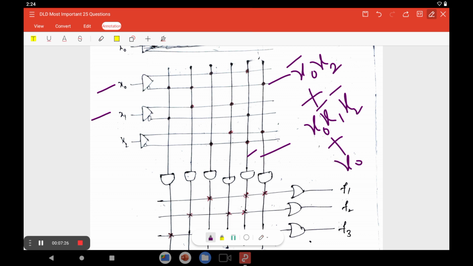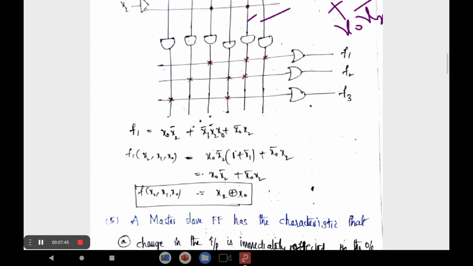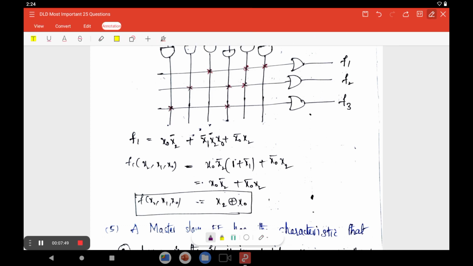So x0 into x2 bar. From this, x0 into x2 bar is common, therefore 1 plus x1 bar is equal to 1. Therefore you will get the output equal to x1 XOR with x2, x0 XOR with x2. So this is the solution for this case. If you simplify this, you will get the solution like this. So this is a representation. So 1 plus 1, therefore this is an XOR operation.